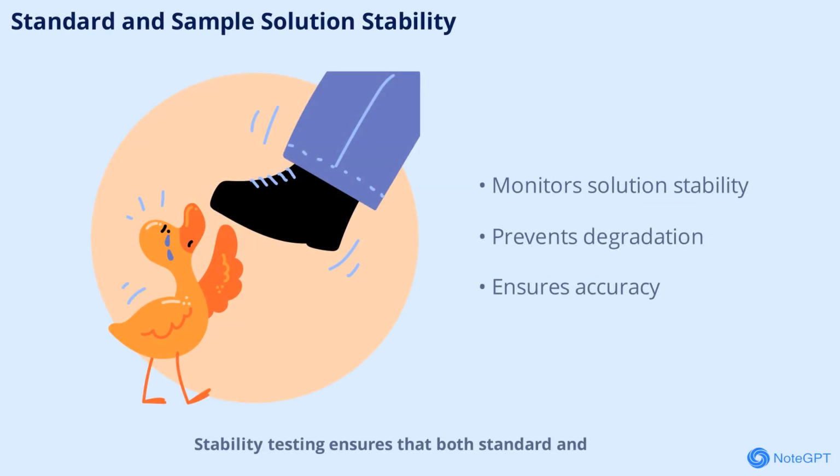Stability testing ensures that both standard and sample solutions remain within acceptable limits during analysis. The response should stay between 98% and 102% of the initial value. Factors like container material, temperature, and light exposure are considered, especially for unstable solutions. Regular checks prevent degradation and ensure accurate results.